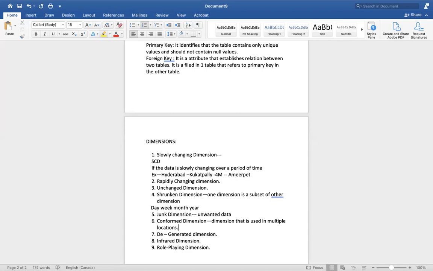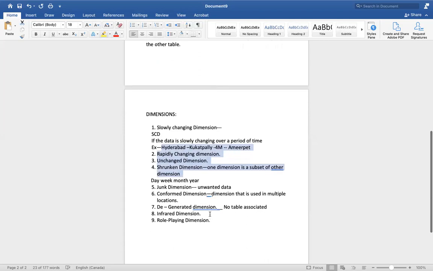And coming to the degenerated dimension. In this type of dimension, a dimension key in a fact table does not have its own dimension table. So this is called a degenerated dimension: a dimension which is stored in the fact table and has no associated dimension table. Mostly in interviews, they will ask about these four only, but it's good to know what is what. So the next one is the inferred dimension.